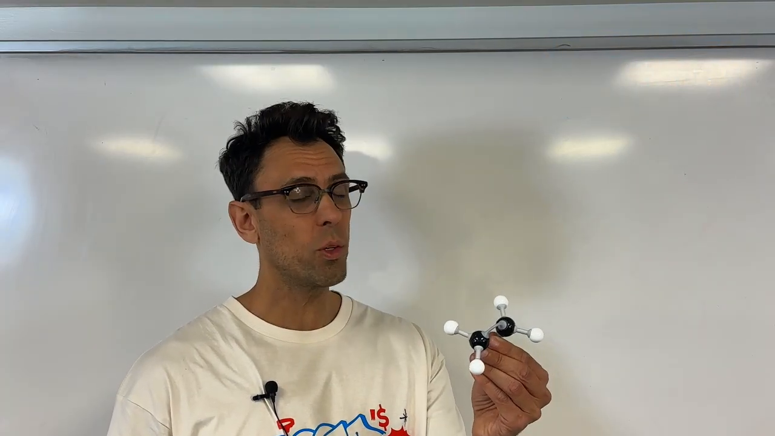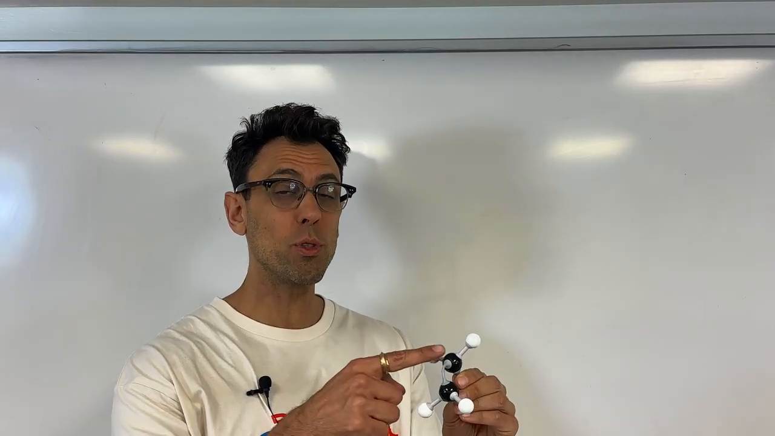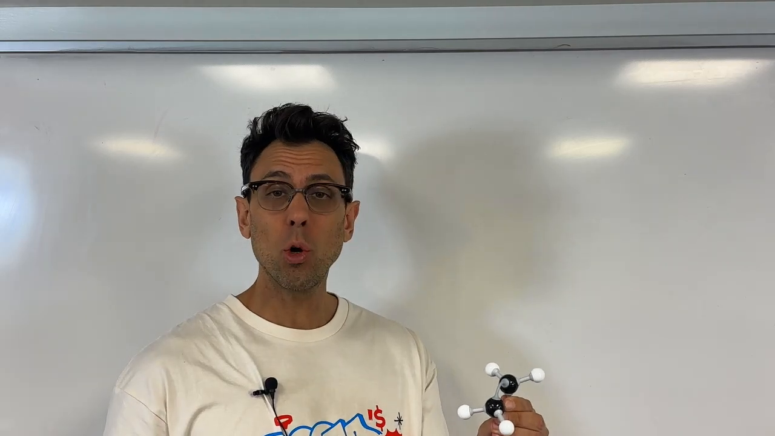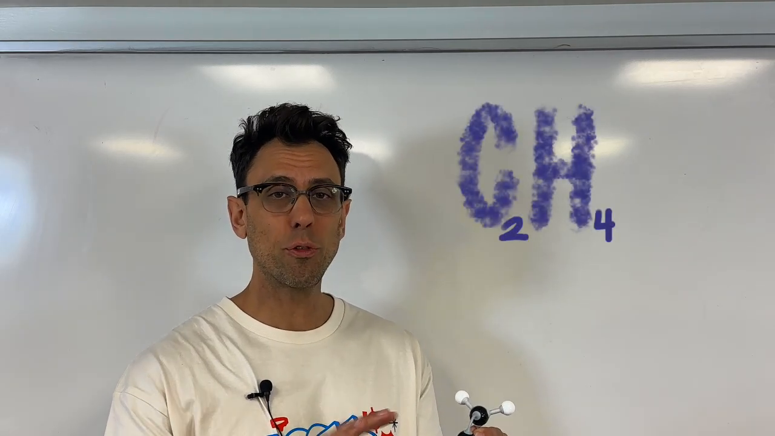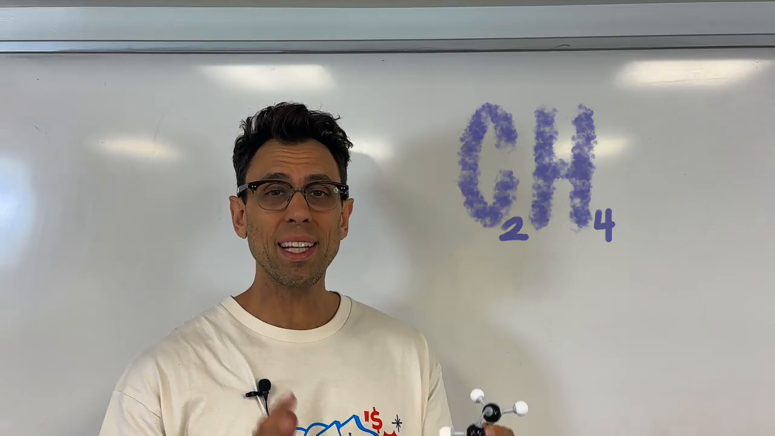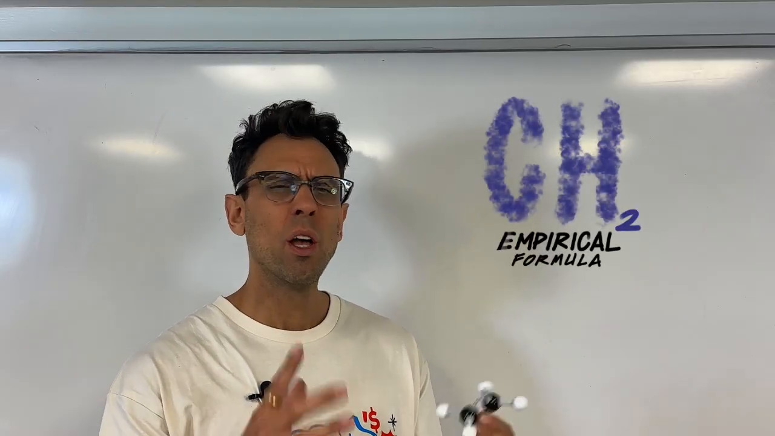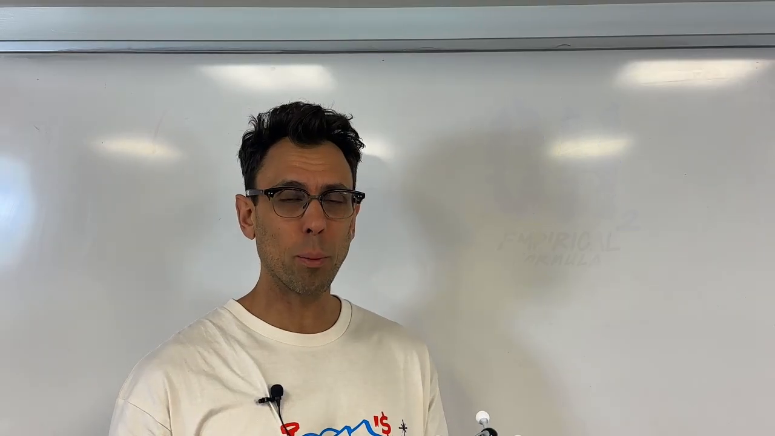This is a molecule of ethene. As we can see from this model, it's composed of 2 carbon atoms and 4 hydrogens. So its molecular formula would be C2H4. On the other hand, it has an empirical formula of CH2. So what's the difference between that molecular formula and the empirical formula?